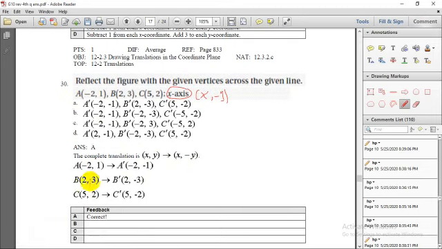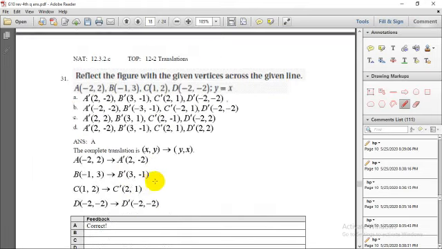Very good. What about the B? I'm going to keep the x, 2, and change the 3 to negative 3. Very good. What about the C? I'm keeping the x and changing the y to its opposite, negative 2. Very good. So negative 1, negative 2 and negative 1, and 2 and negative 3, and 5 and negative 2, which is E.